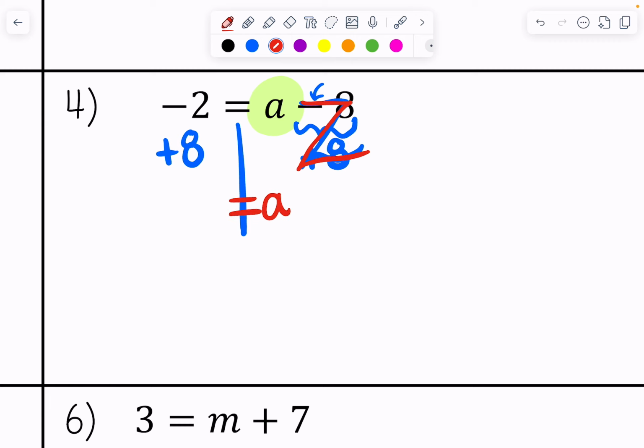So then I'm going to come over here to the left side of my equation, -2 plus 8. I can do that one in my head. If you need to use your calculator, you can do that. -2 plus 8 is going to be positive 6. So then here a would equal positive 6.